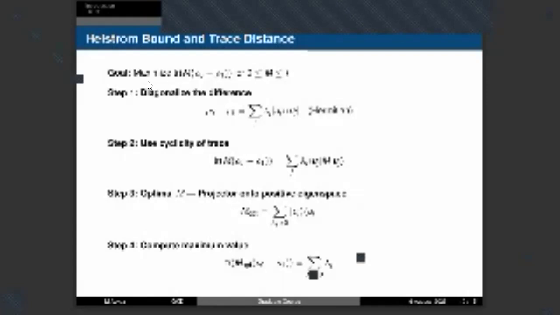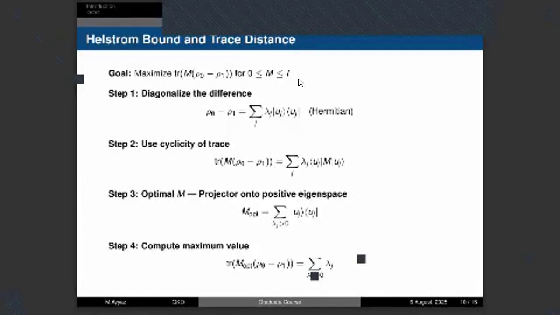So let's say that we have a goal to maximize this measurement, and we are given this POVM. The condition on this POVM is that it has eigenvalues that are positive and lie between 0 and 1, and M is also a Hermitian operator. So first, diagonalize the given density matrix.